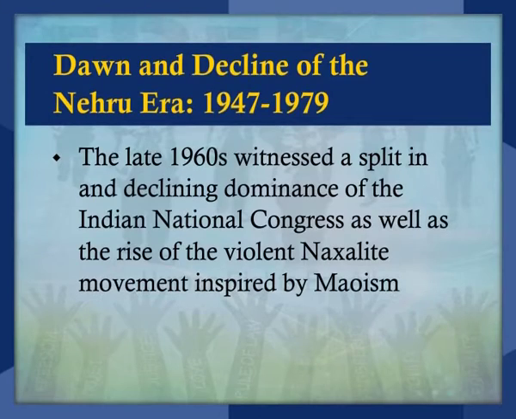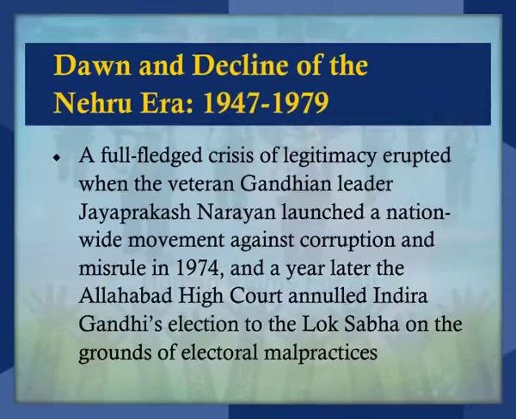The late 1960s witnessed a split in and declining dominance of the Indian National Congress, as well as the rise of the violent Naxalite movement inspired by Maoism. The shaky consensus underlying the Nehruvian order began to fall apart. A full-fledged crisis of legitimacy erupted when the veteran Gandhian leader Jai Prakash Narayan launched a nationwide movement against corruption and misrule in 1974. And a year later, the Allahabad High Court annulled Indira Gandhi's election to the Lok Sabha on the grounds of electoral malpractices.